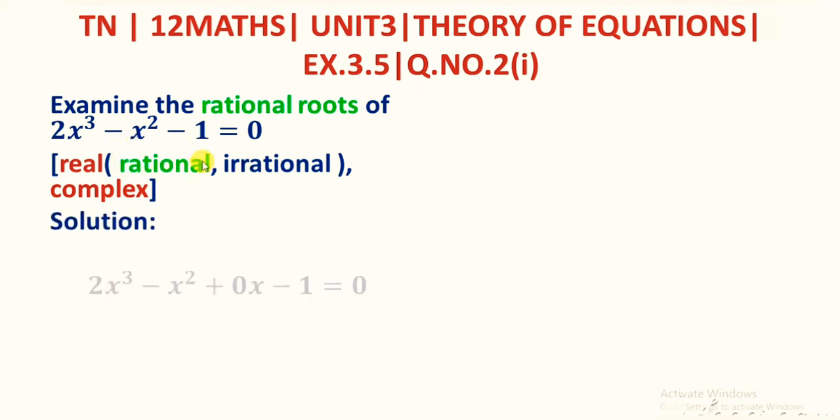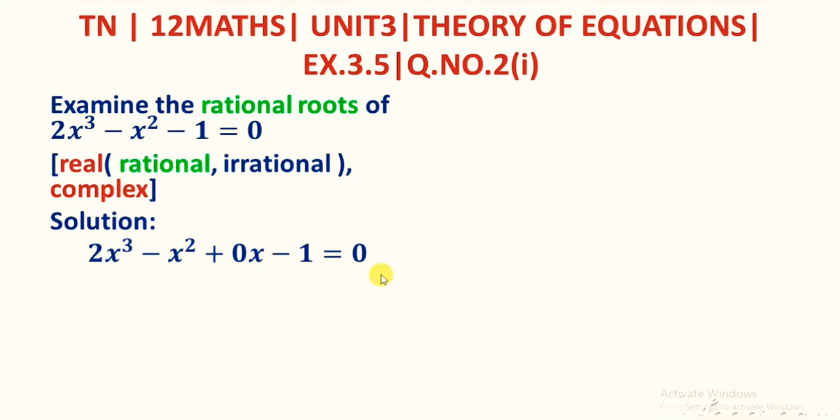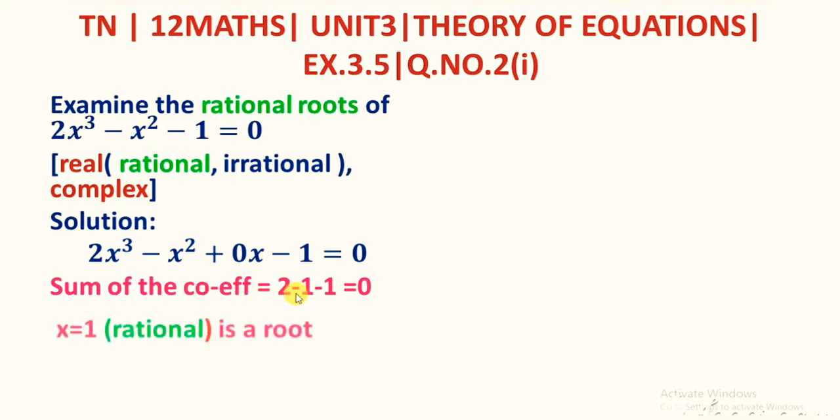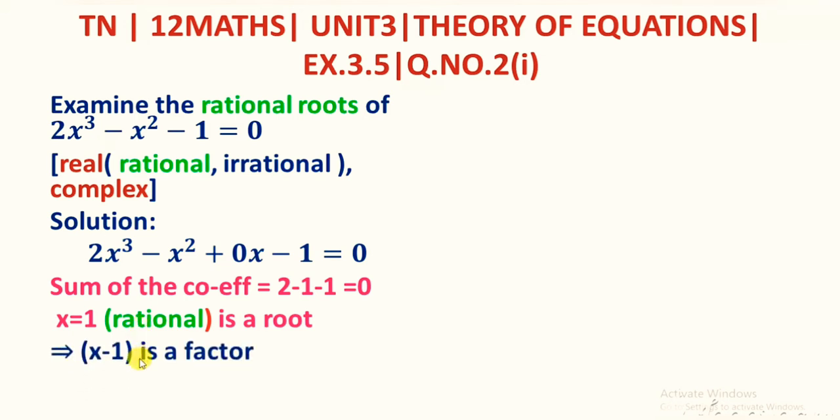Solution: given equation is 2x cube minus x squared. There is no x term, that's why we can write 0 into x minus 1 is equal to 0. Now we got to check the sum of the coefficients: 2 minus 1 minus 1. So 2 minus 1 is equal to 0. Sum of the coefficients is equal to 0 gives x is equal to 1 is a root. Here 1 is rational. So rational root. Therefore x minus 1 is a factor.